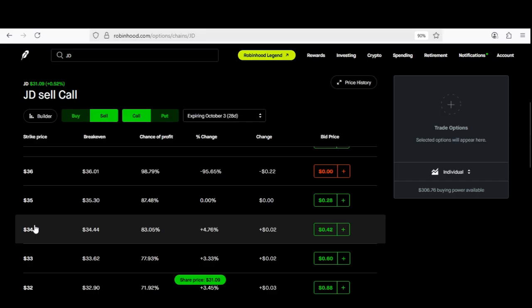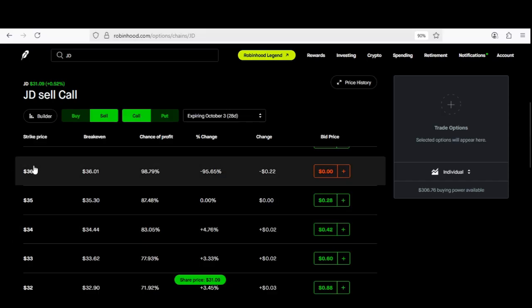Ideally, the price you want to choose is going to be the $36 price because the $36 price is going to give you your price close to your break even. Whenever you decide to purchase a LEAPS option in your portfolio, always look at the break even price.